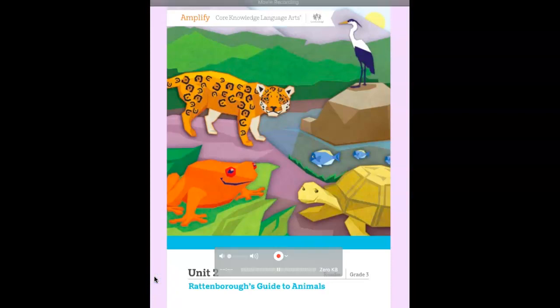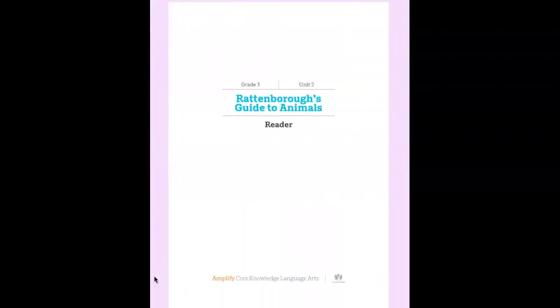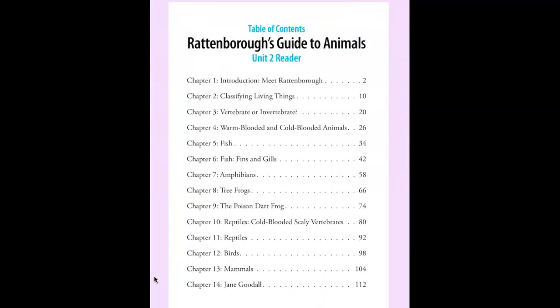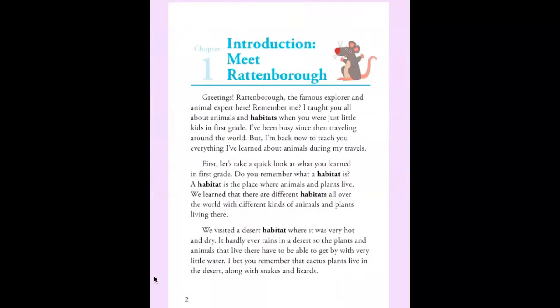I will be reading Chapter 1 of our Unit 2 Rattenborough's Guide to Animals. This is the table of contents. We're going to be reading Chapter 1, Introduction, Meet Rattenborough, and it begins on page 2. Turn to page 2 in your reader, and let's begin.